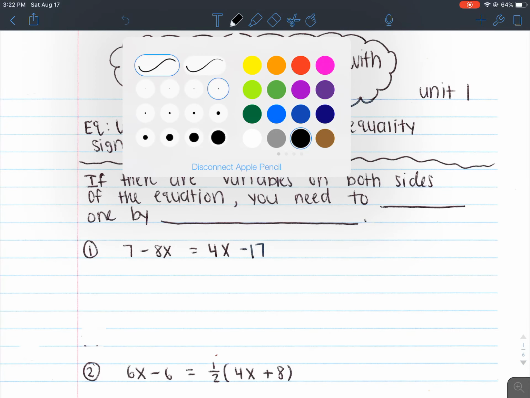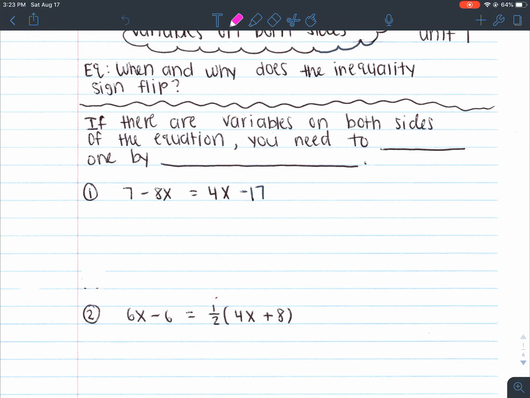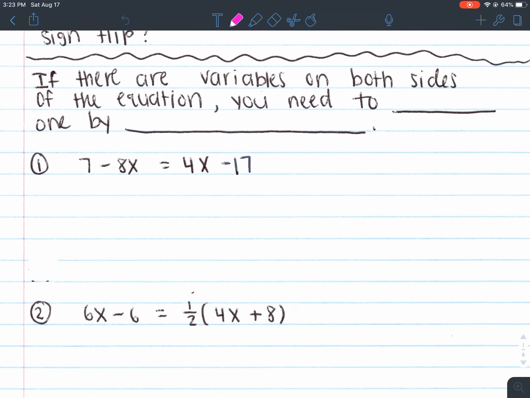So this is kind of like a build-up of just solving regular equations, multi-step equations. We're going to add in something that we haven't really talked about yet, which is inequalities. Our essential question is, when and why does the inequality sign flip? We'll answer that probably after, I think, a few problems, but we'll go ahead and begin.